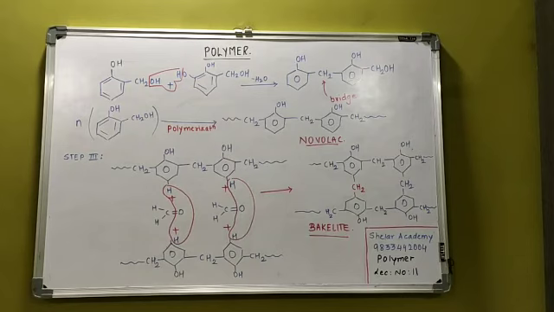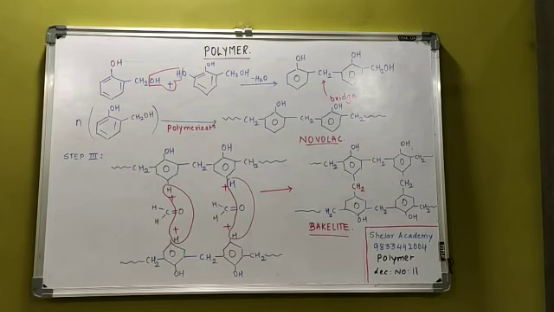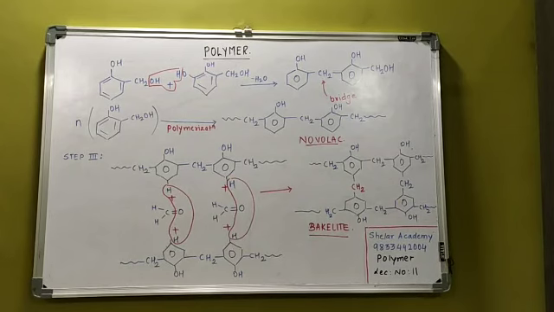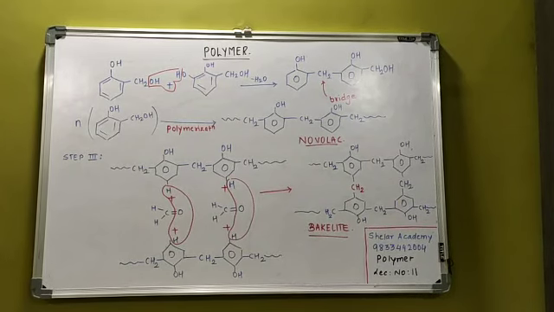That is a linear structure which is called novolac. So novolac is a linear structure, a straight chain, no branches in it. So depending on the number of molecules of hydroxymethylphenol you take, that will be the reaction accordingly.